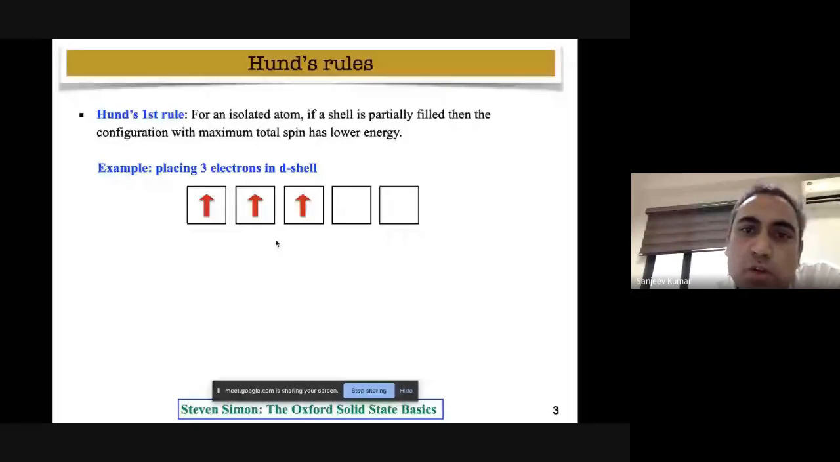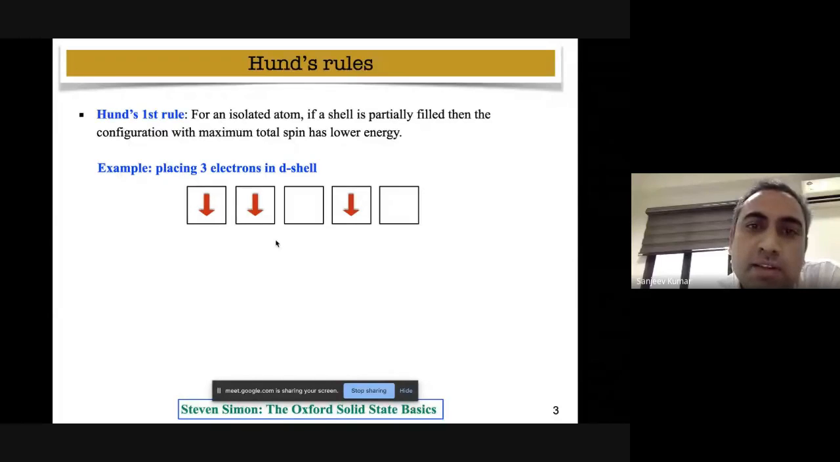And of course, this is an equally good configuration. But what about this? This is not so good because the total spin is not maximum now. But if I go for this configuration, this is good as well, because the total spin is maximum. So the idea is that one should try to maximize the total spin. This is the story of Hund's first rule.